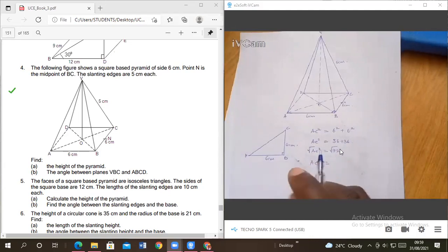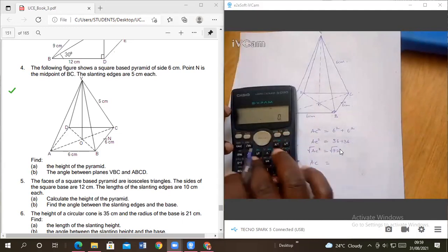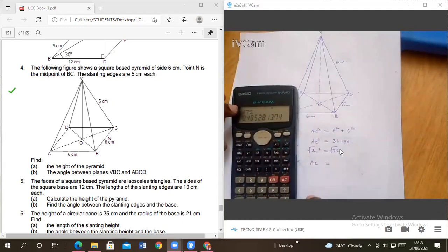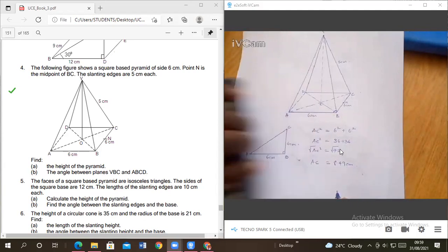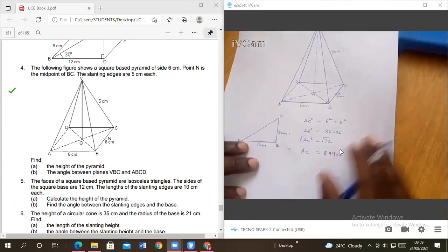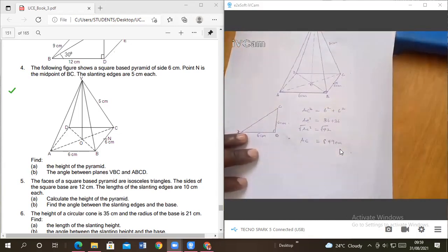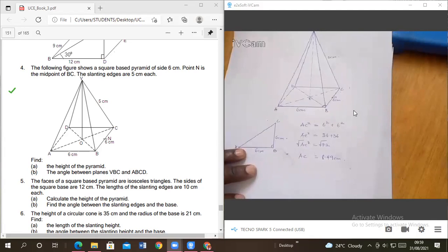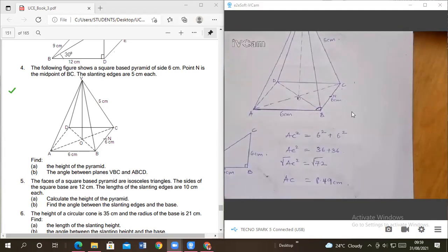8.5. Square root, 8.49. You are the best. 8.49 centimeters. That is AC. Now after finding AC, let us look closely there. Do you see this is AC? Are we together? Now that point O is at the middle point of AC.